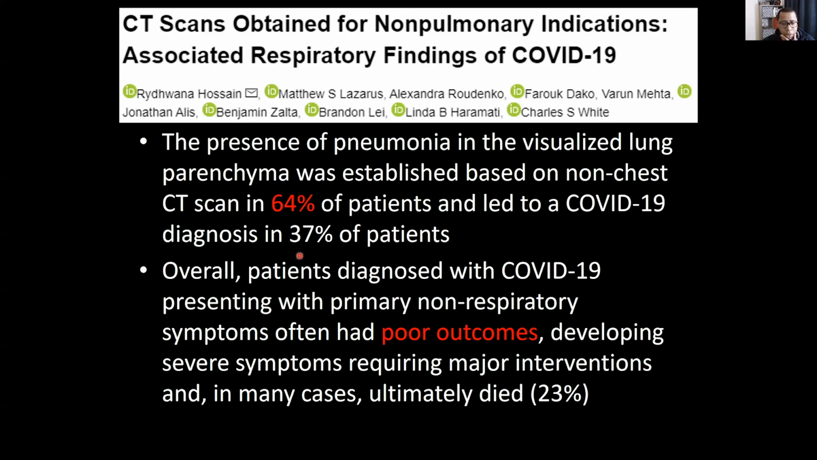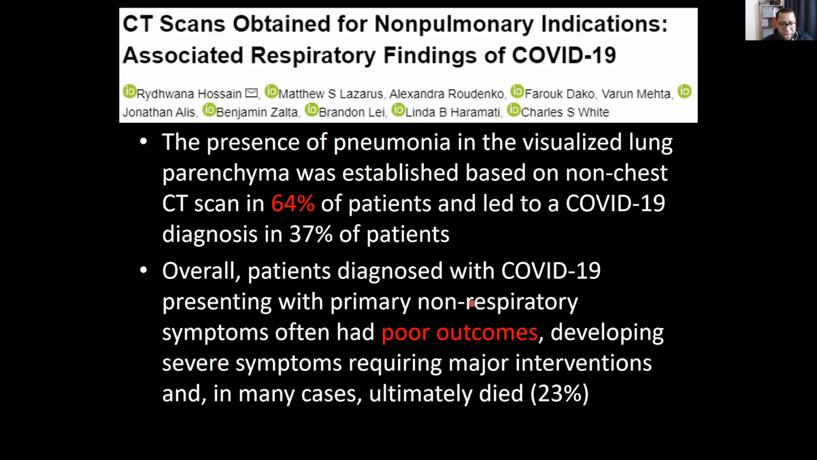So even when you're reading CT abdomens, make sure you're looking at the lung bases, right? Because we said COVID-19 findings are basal predominant. And you can pick up findings and suggest the possibility of COVID-19 pneumonia, okay?